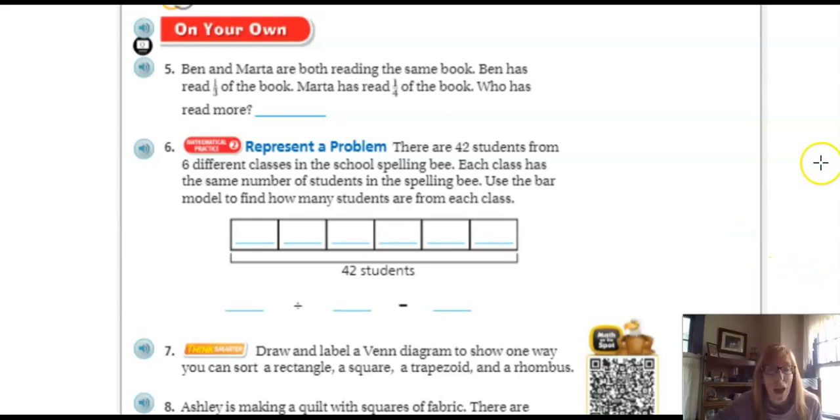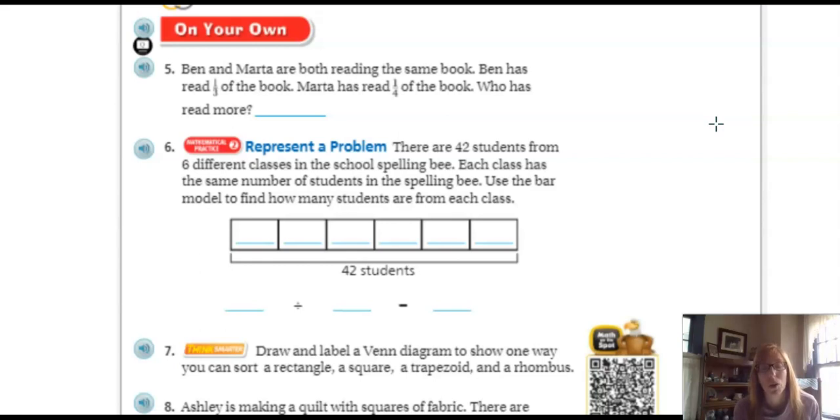So hopefully you're back, and we are going to look at Ben and Marta are both reading the same book. Ben has read 1/3 of the book, whereas Marta has read 1/4 of the book. They want to know who has read more. So hopefully you remember, the bigger the denominator, the smaller the piece. The smaller the denominator, the bigger the piece.